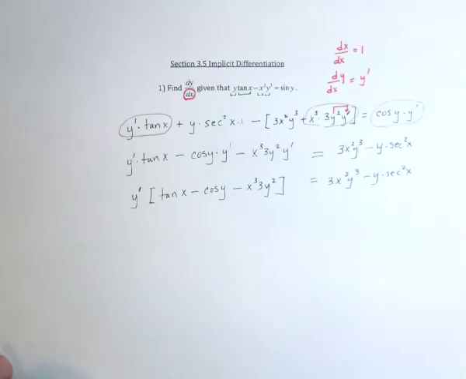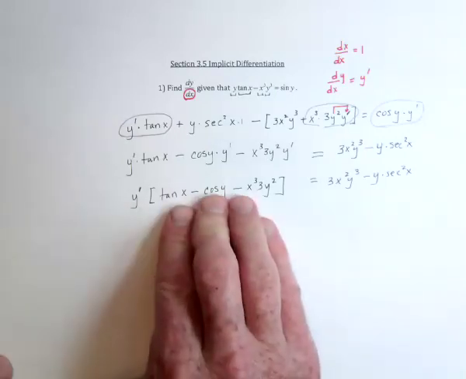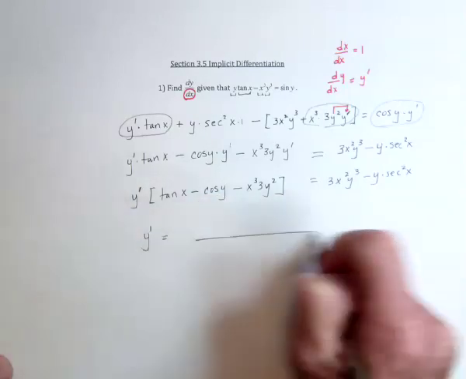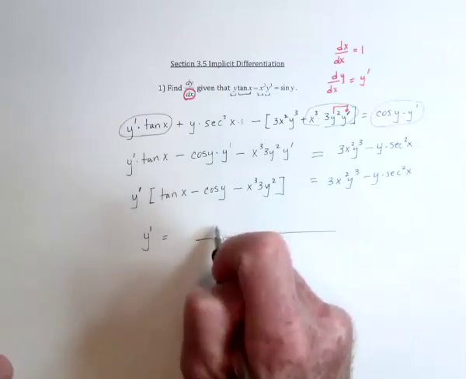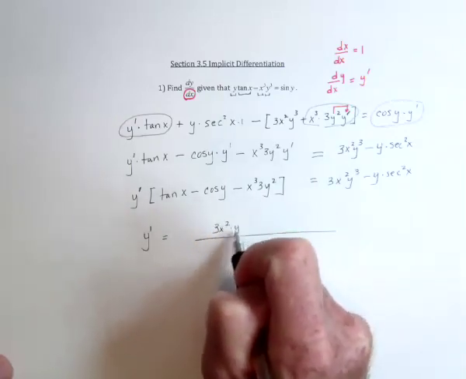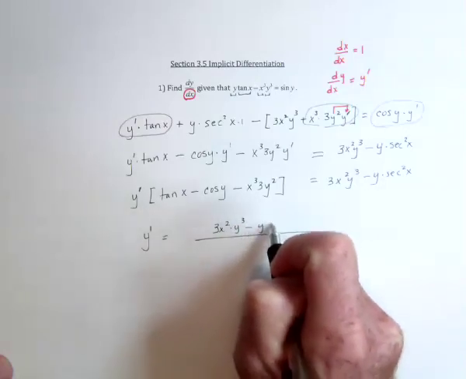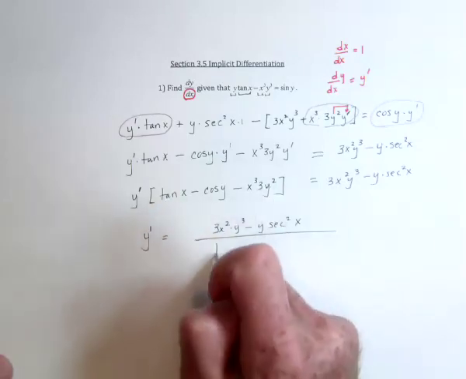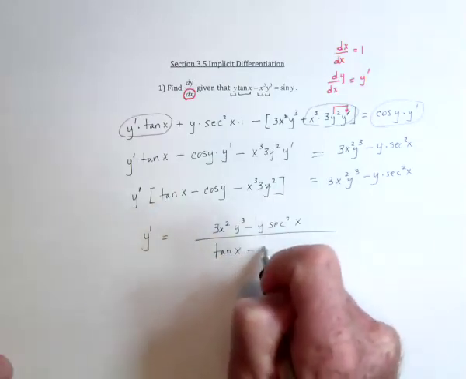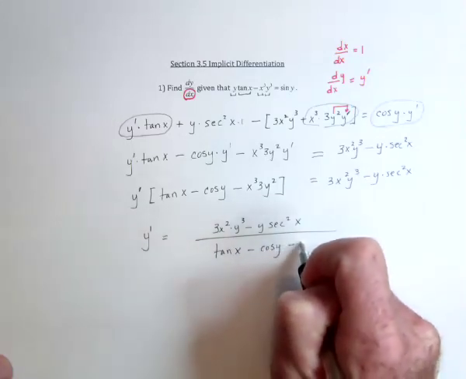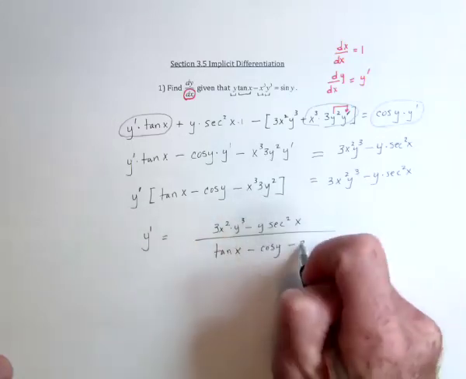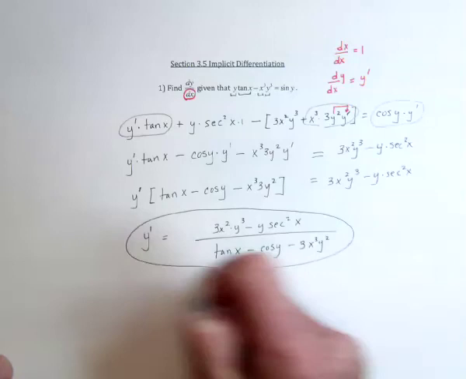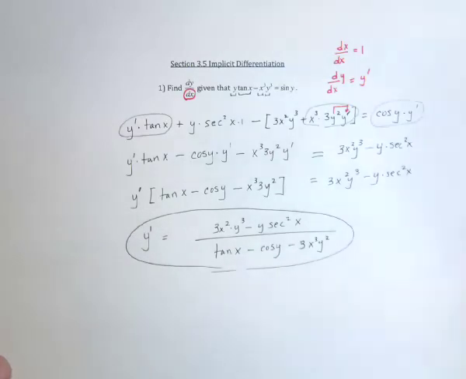And one final step to solve for y prime is divide both sides by this thing. So we'll have y prime is equal to a fraction with this as the numerator, 3x squared y cubed minus y and secant squared of x, and then it's divided by all of this. I guess I might as well put that 3 in front. And there's y prime using implicit differentiation.